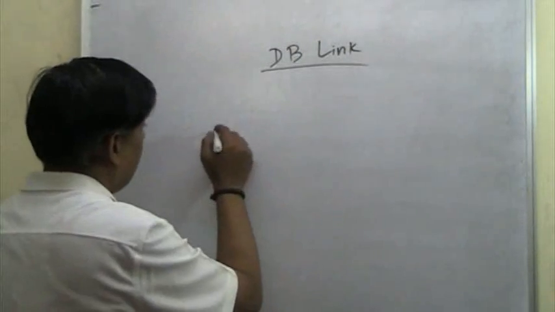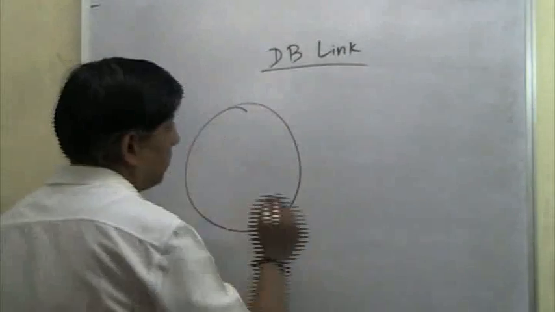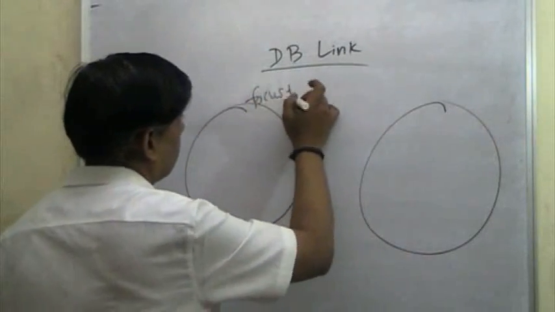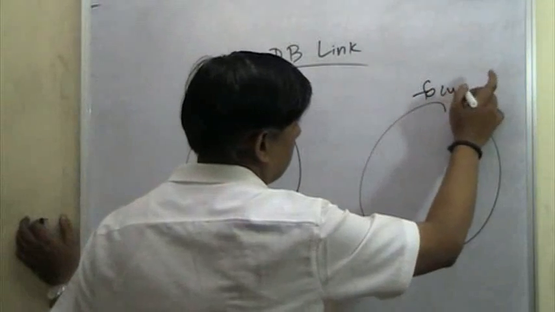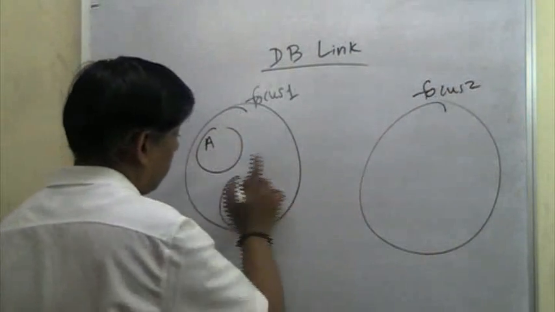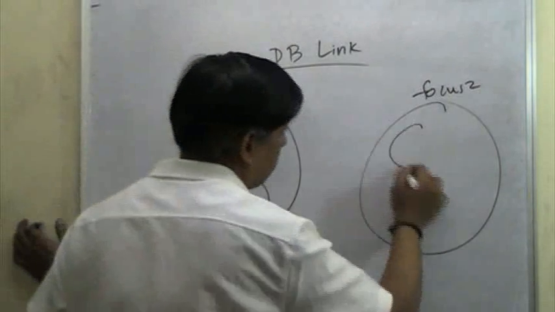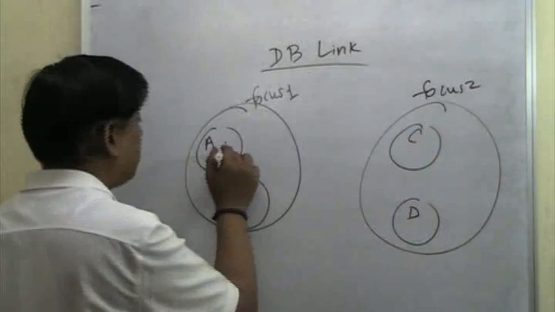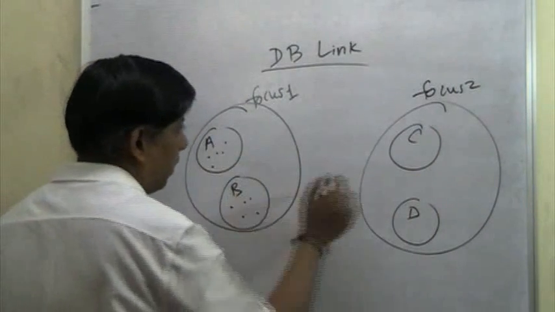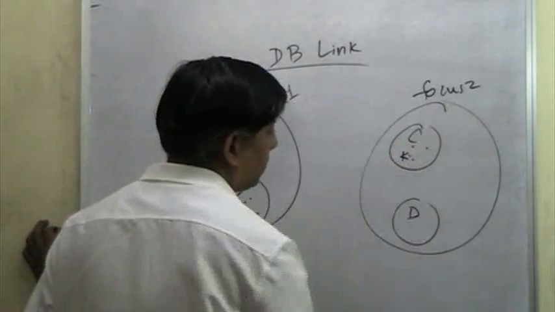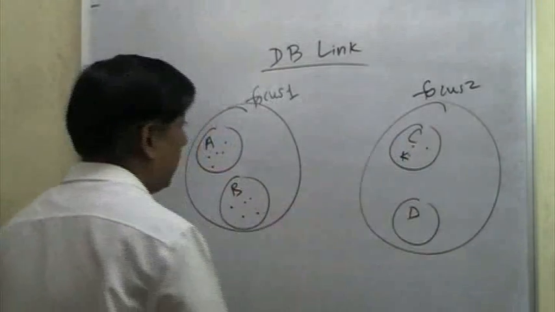Let me revise. Let us say there is one database here, and there is another database here. This is focus 1, this is focus 2. In this database there is a user called A, a user called B, and here there is a user called C and D. These are the users. Obviously there are objects in their own schemas. So let us say there is an object called K in this schema, which is of our interest.